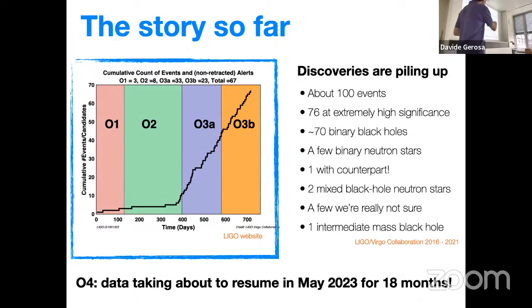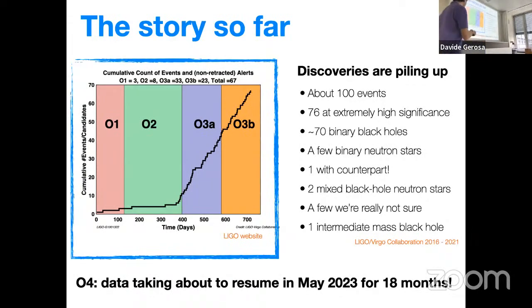A few of them are binary neutron stars, which are interesting for all the reasons I was saying before, that there's matter coming in, and so potentially light. One of which has a counterpart. We have a couple of events that are mixed, so a black hole and a neutron star coming together, and even a few that we're not really sure what they are, whether they're black holes or neutron stars. One really cool guy, which fully classifies as an intermediate mass black hole, and I'll have a slide on this in a bit.